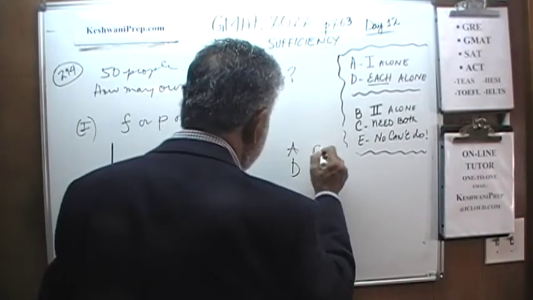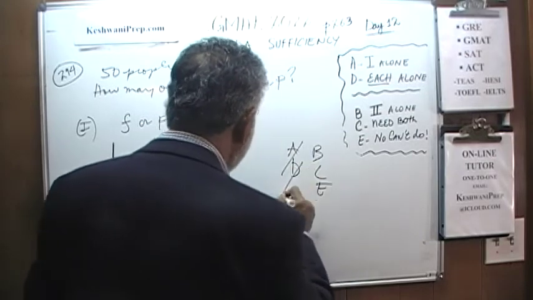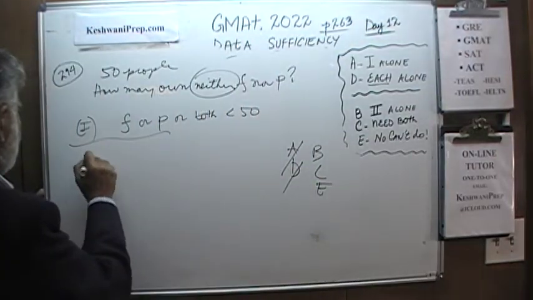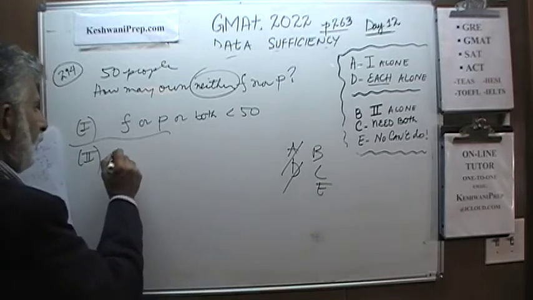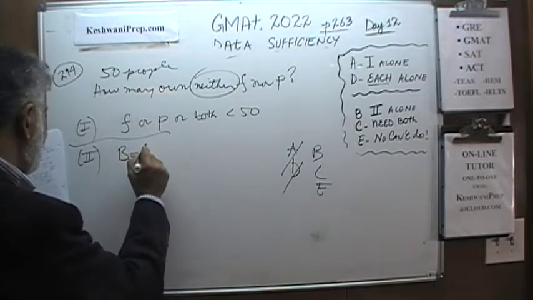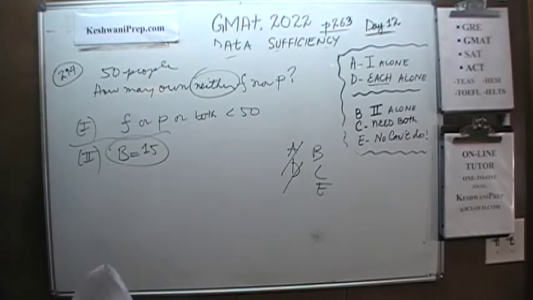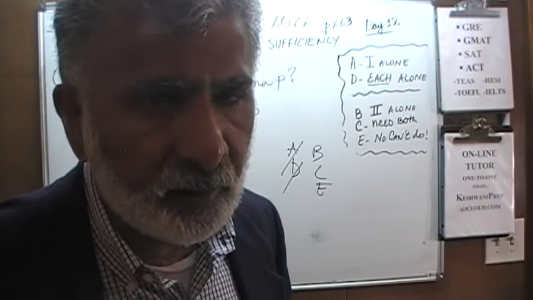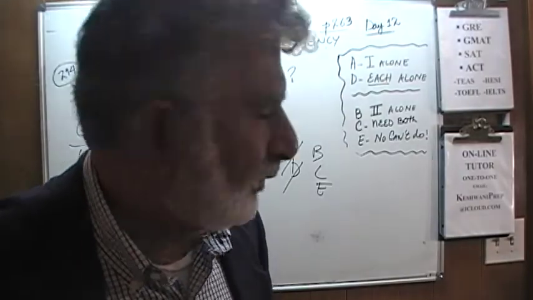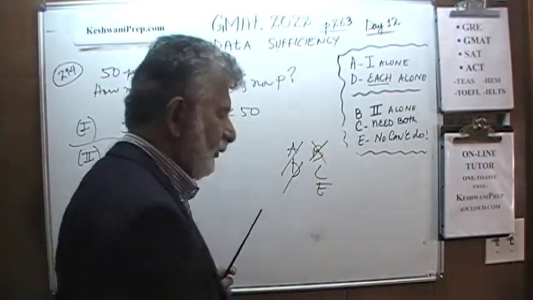A, D, B, C, E. Let's look at second statement. Second statement tells us that the people who own both is 15. Again, knowing that 15 people own both a printer and a fax machine does not tell us how many own neither. Second statement by itself is not enough.